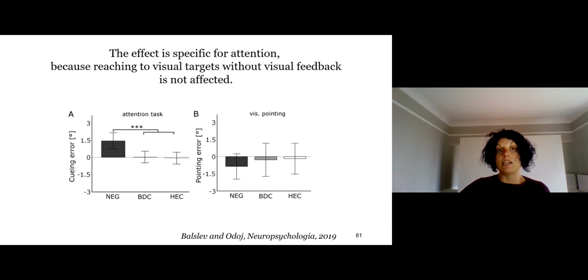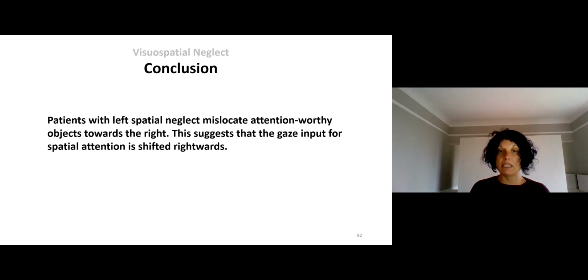Like for transcranial magnetic stimulation, the effects seem to be specific for spatial attention because reaching to visual targets without visual feedback is not affected. So patients with spatial neglect mislocate attention-worthy objects towards the right, indicating that their gaze input for the spatial attention is shifted rightwards. Of course, this is a co-occurrence, so this shift of the gaze rightward co-occurs with spatial neglect. We have not demonstrated causality, but we have provided evidence that the gaze is shifted in the patients with spatial neglect so that future research can investigate this causal connection specifically.